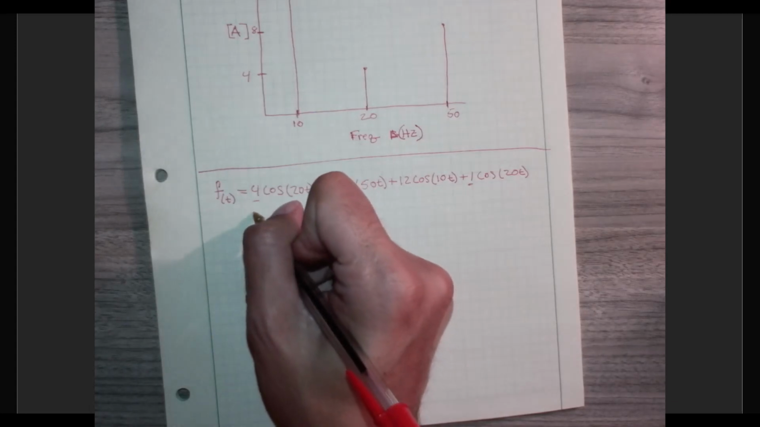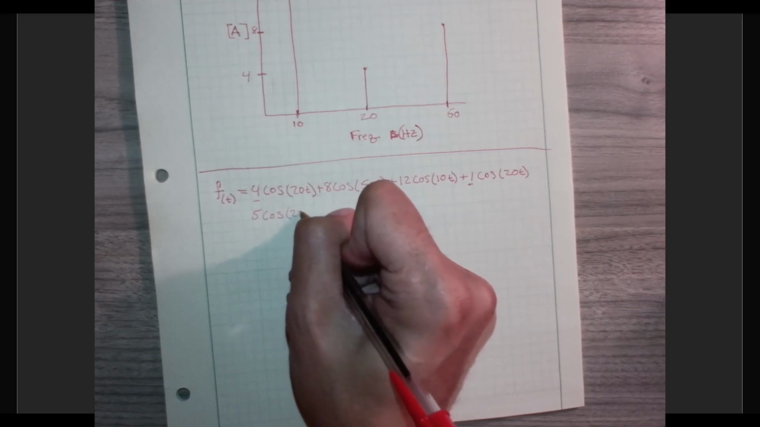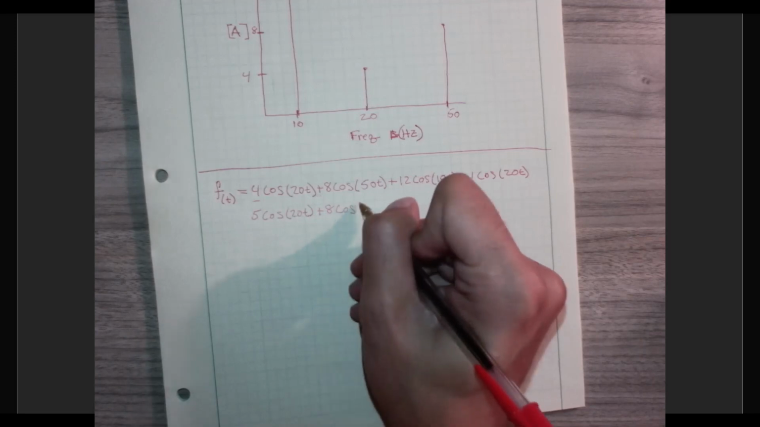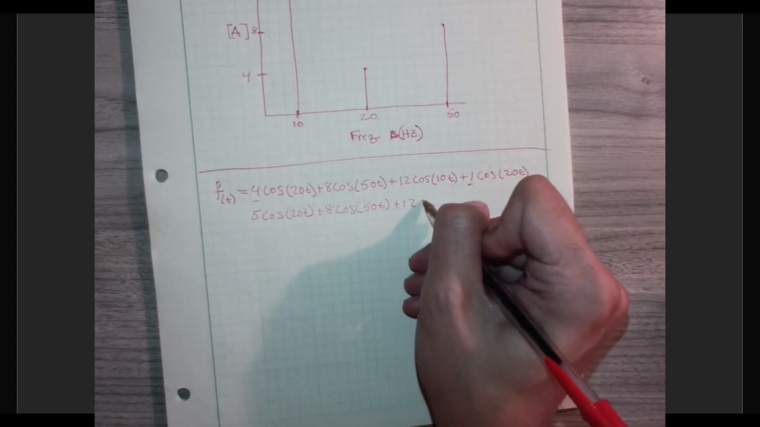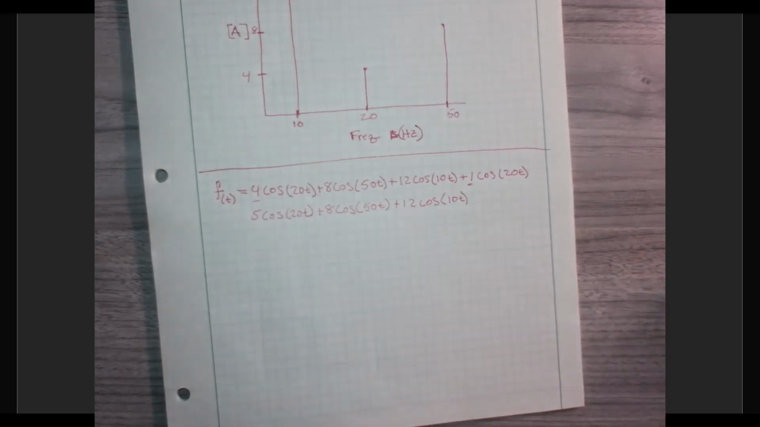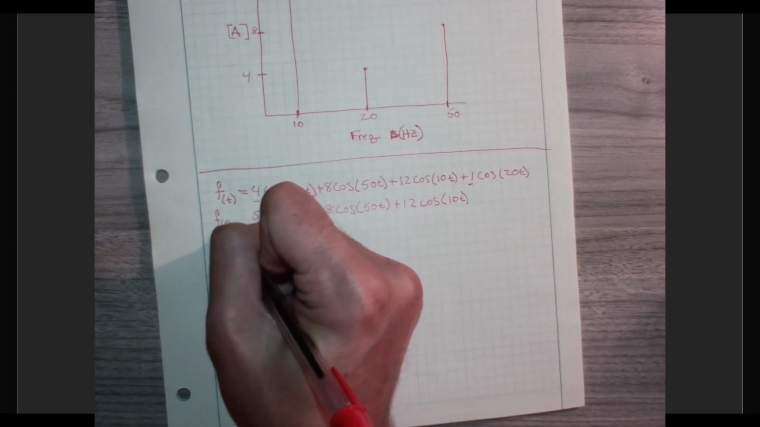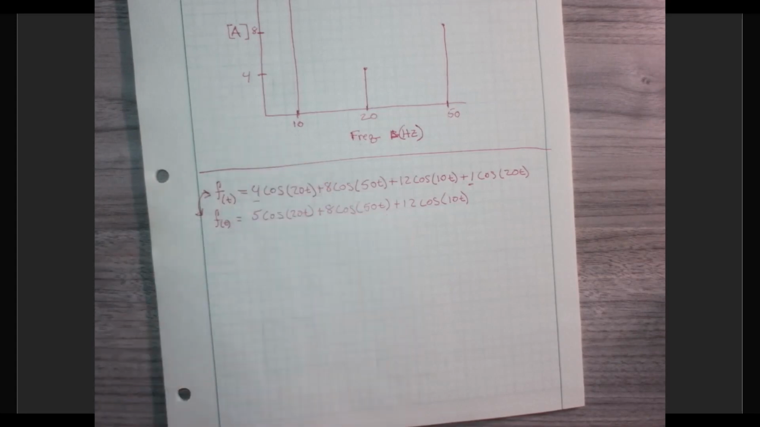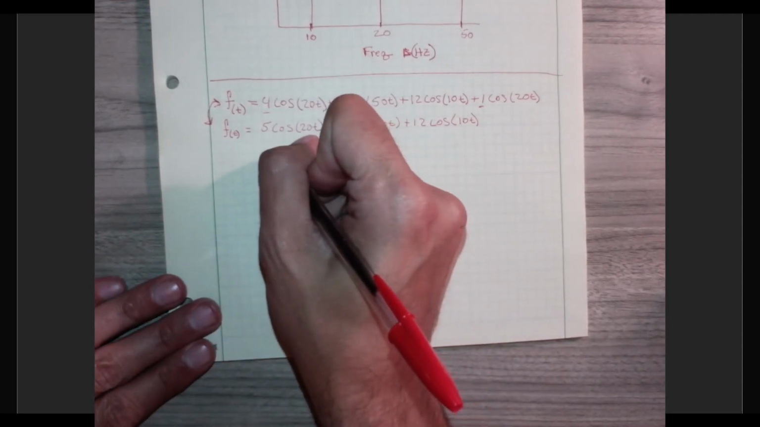So really what we have is 5 cosine 20t plus 8 cosine 50t plus 12 cosine 10t. Great, and this is the same function. These functions are absolutely equivalent to each other, so this is exactly the same. Great, so now that we have our function, let's draw our spectrogram for this.